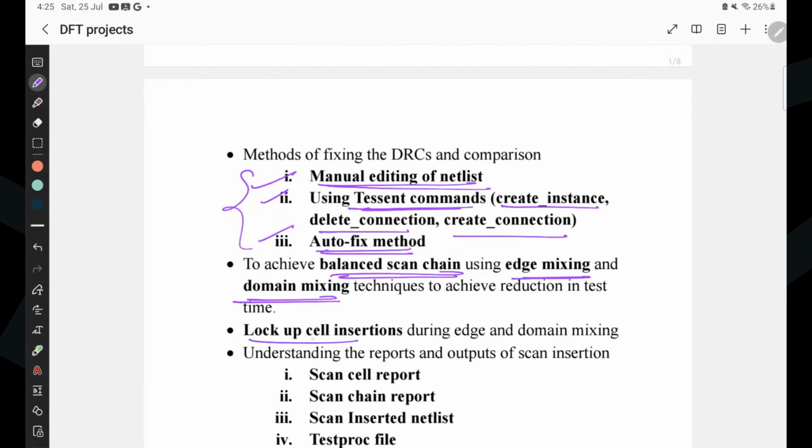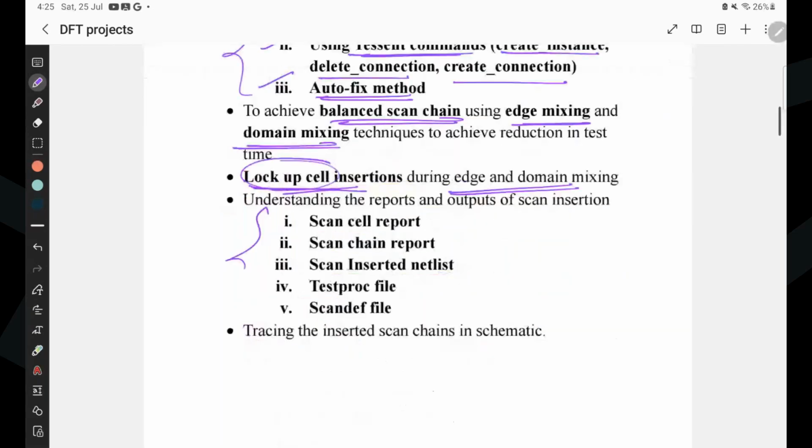And we will also be going for lockup insertions whenever we have edge mixing and domain mixing. What lockups are, why they are inserted, and how to insert them, you will understand during the course. And various reports and outputs of scan insertion will be generated.